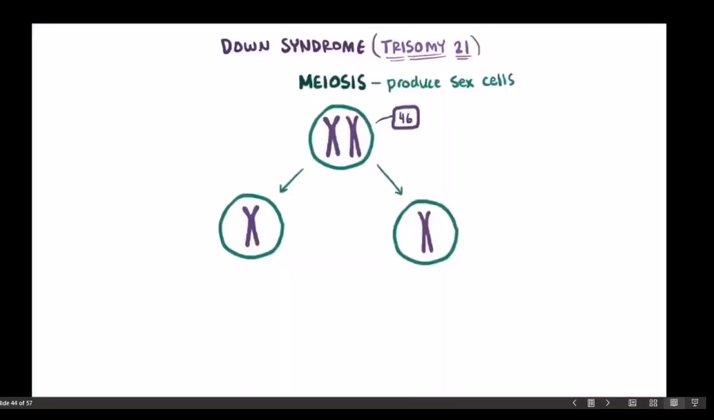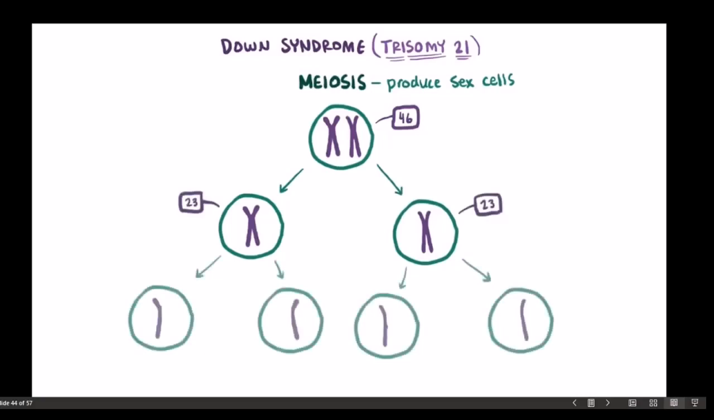Now, this is what happens in a normal separation of the chromosomes in meiosis. So there is no problem. The products now contain 23 chromosomes. These are examples of egg cells produced in meiosis. Once these egg cells are fertilized, 23 plus 23 results in 46 chromosomes. So that is normal.